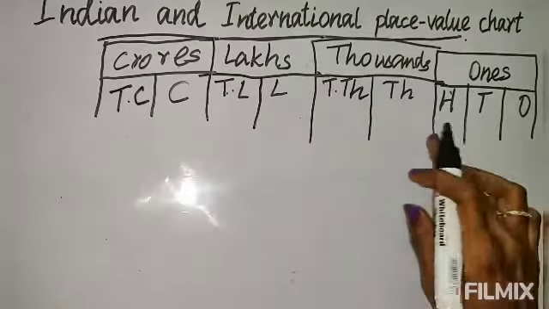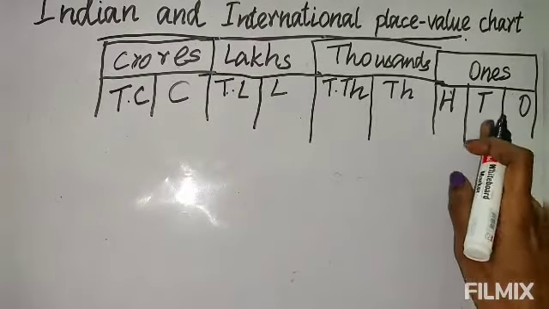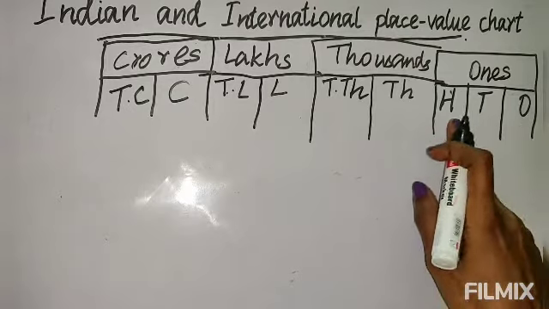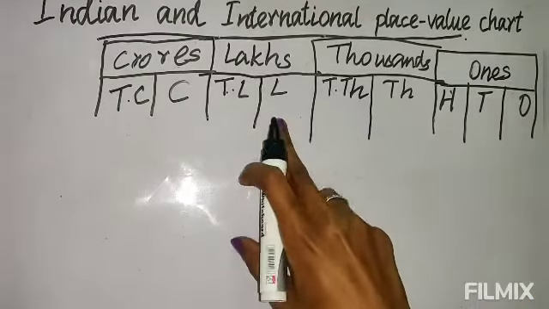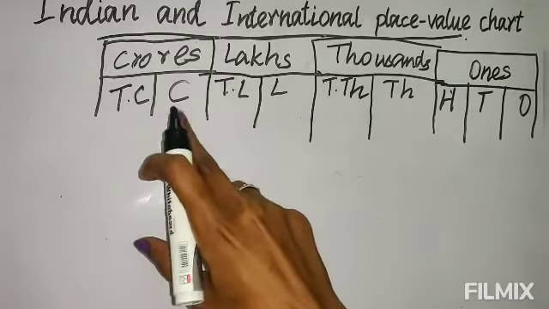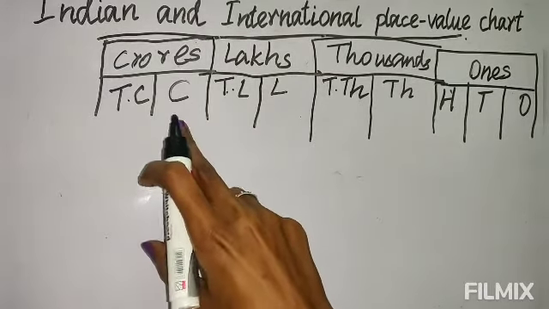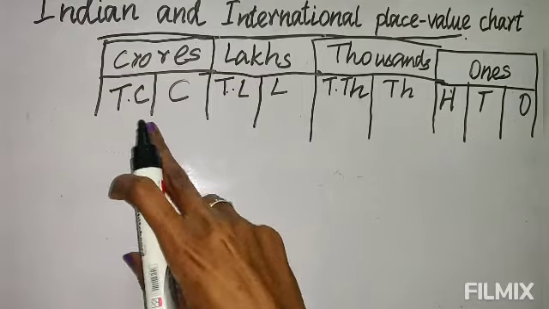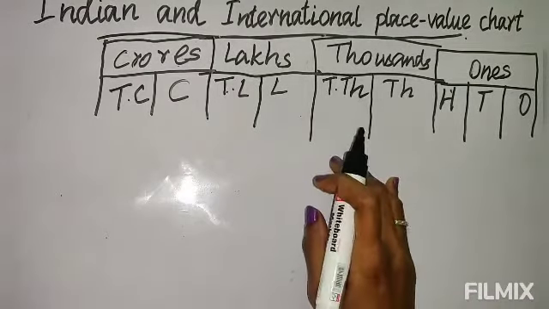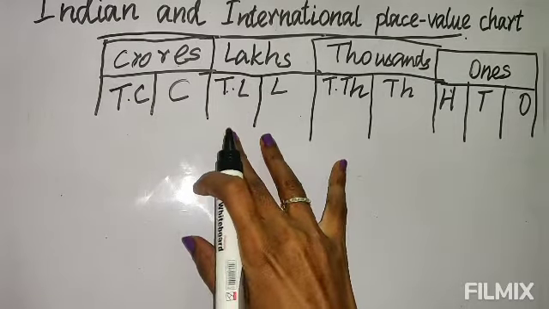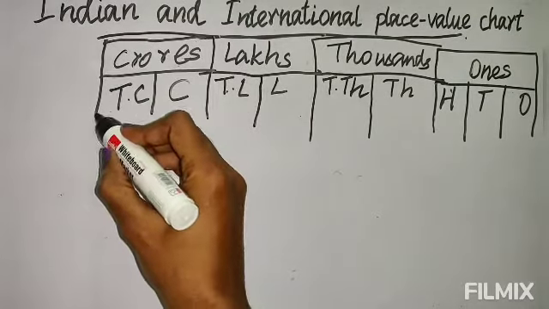Only in the ones period you have three places, that is ones, tens, hundreds. In the thousands period we have 1000, 10,000. In the lakhs period, lakh and 10 lakh, and in the crores period, crore and 10 crore. This you already know. The ones period has three places, the thousands period two places, the lakhs period two places, and the crores period two places.